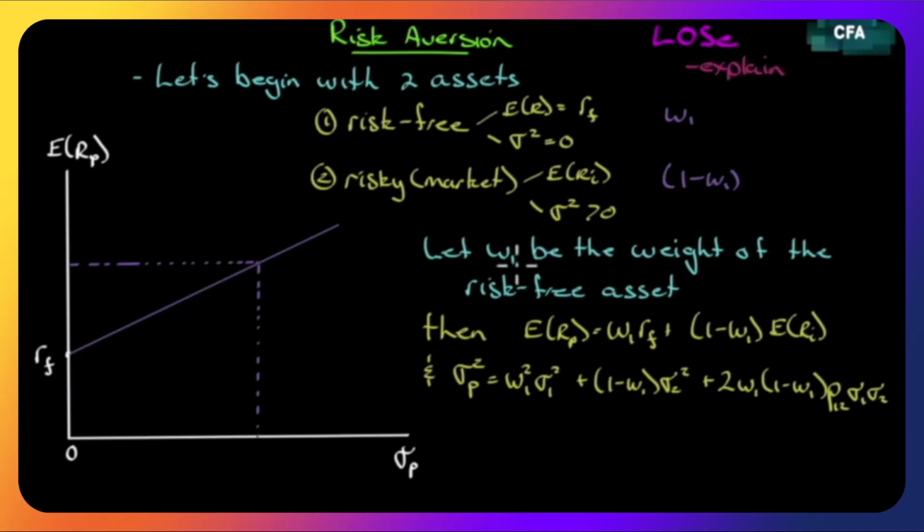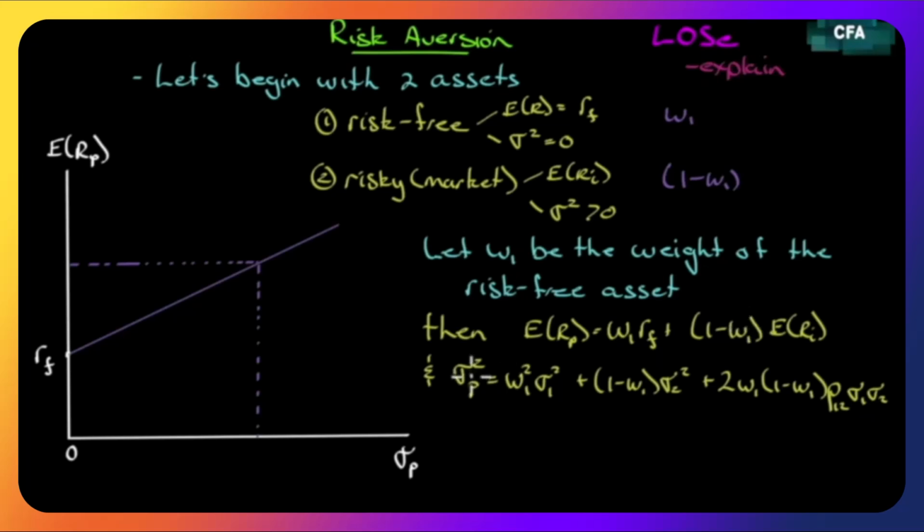So given all of this, the expected return on the portfolio is just a weighted average of the returns on each of the assets. The weighting on the first asset times the risk-free return, plus 1 minus W1, which is the weighting on the second asset, times its expected return. So the return on the portfolio is still just a weighted average of the two assets.